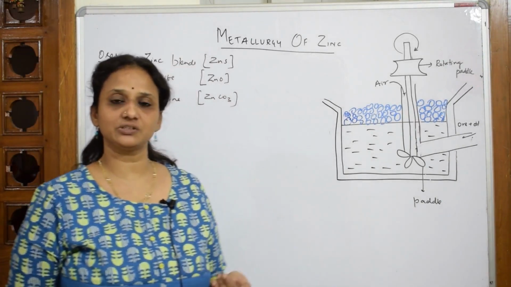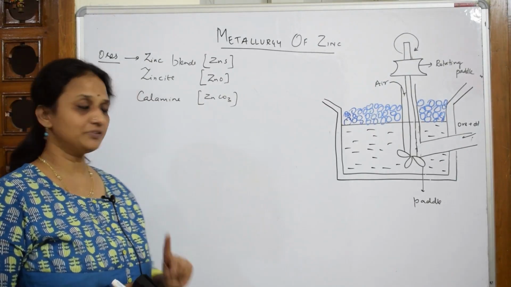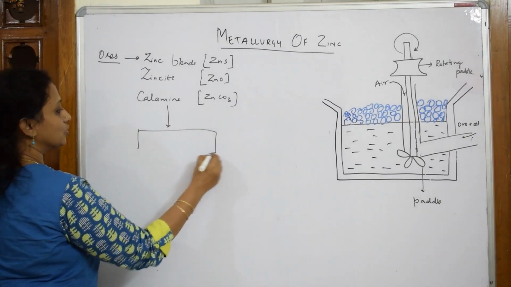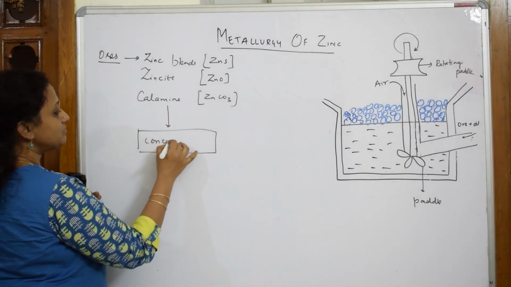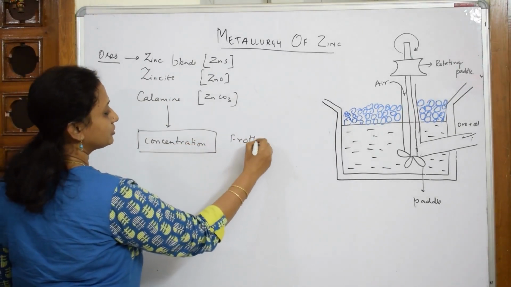We'll be following different procedures for extraction of the metal. Whenever we go into the metallurgy of zinc, the first important step is to take these ores and concentrate the ore. The concentration of zinc ore is done by a process called the froth flotation method.